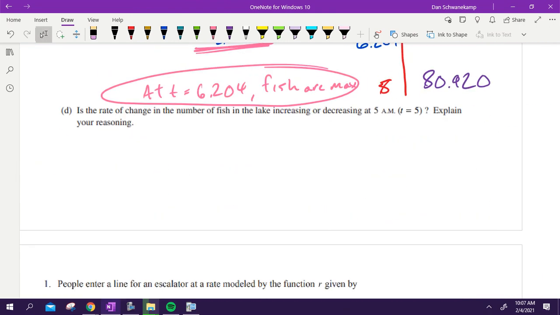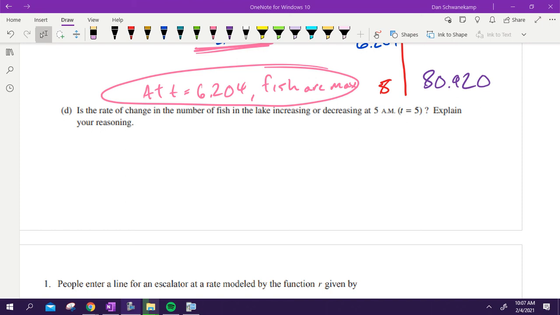Last one. Is the rate of change in the number of fish in the lake increasing or decreasing at 5? Is the rate of change of the number of fish increasing or decreasing? They're telling you a rate. They're asking you, is the rate increasing or decreasing? Talk with your neighbor. Come up with a concept.